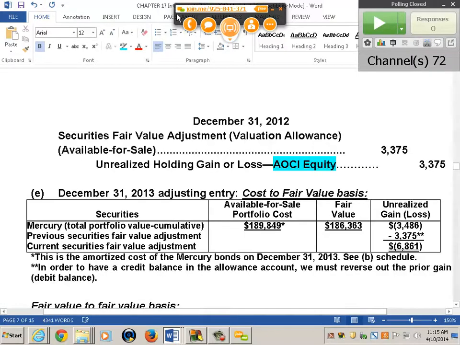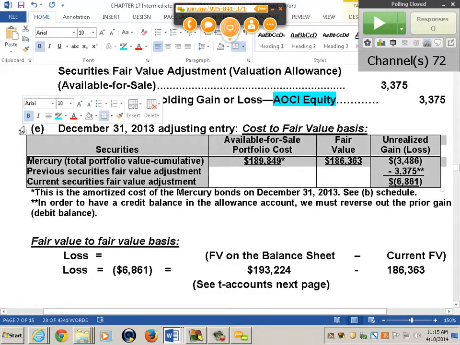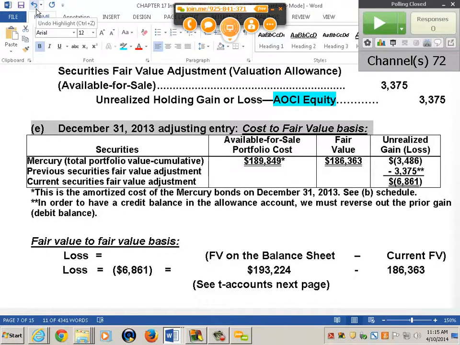All right, so let's take a look at E, which is the next year end. Now, let me clean this up a little bit. Get this out of here. Okay. The fair value at the end of the next year is 185,363 at the end of 2013.